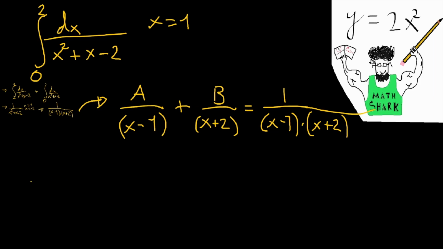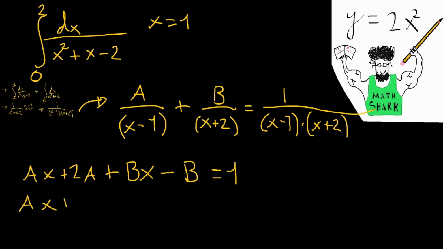So a times this, so we get ax plus 2a, added to b times this, so plus bx minus b, equals 1. Now we can see that on the right side, we don't have any terms of x, which means that ax plus bx equals 0, which means that a equals minus b. And from the rest of the terms that don't have an x in them, 2a minus b equals 1.